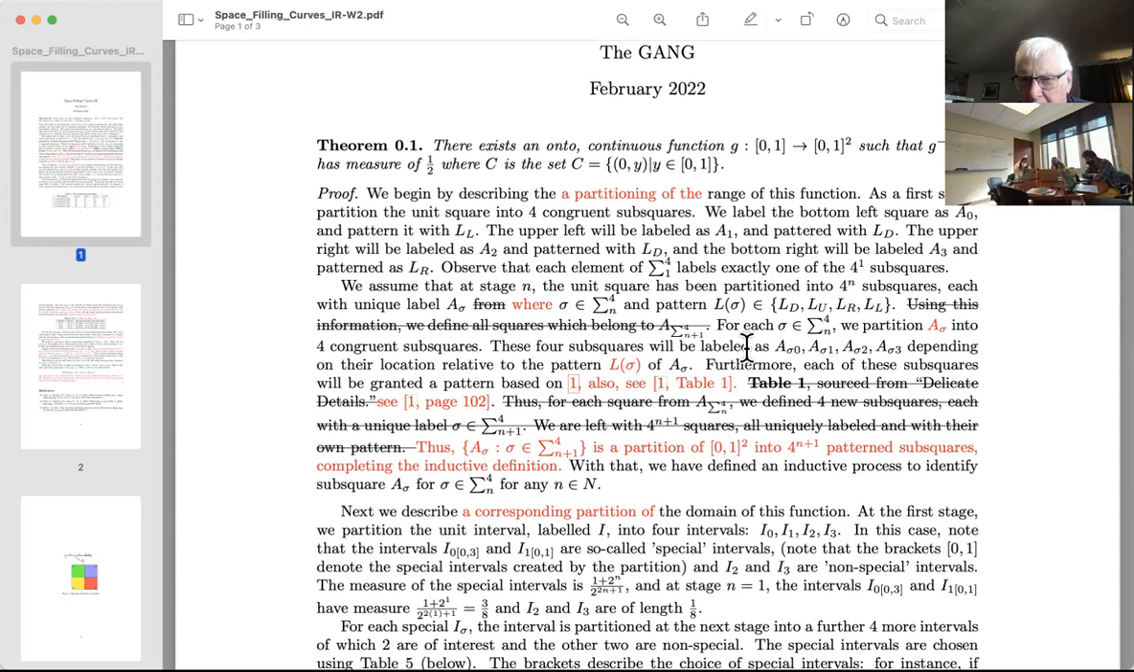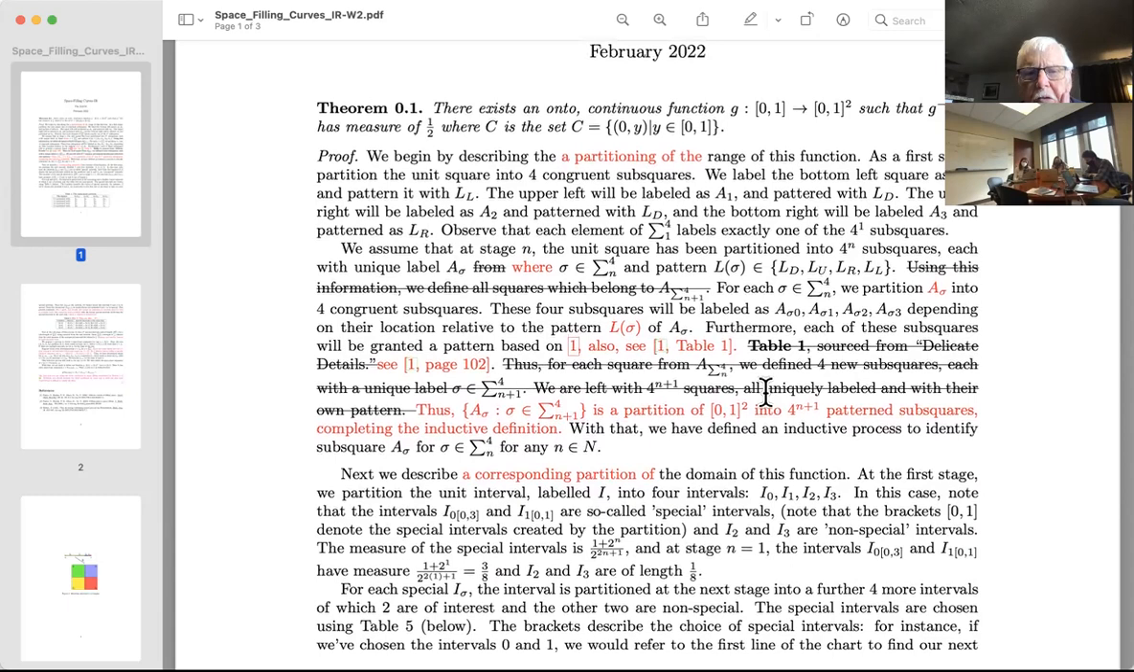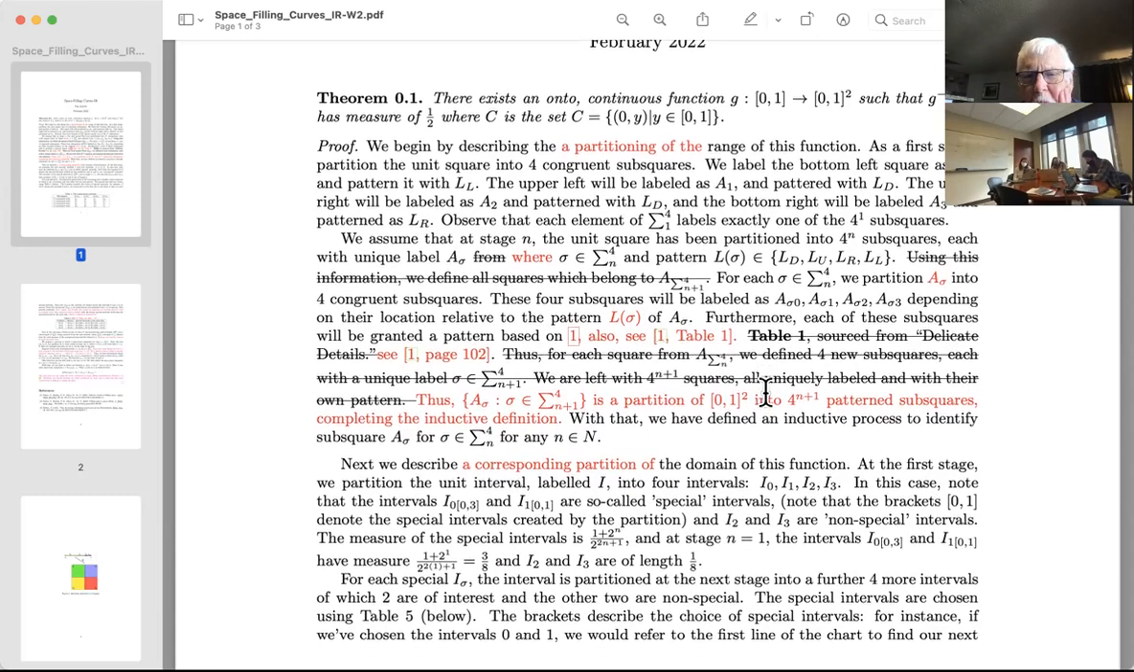For each sigma in sigma 4n, we partition, and you want to say what you're partitioning. We partition a sigma, which has already been defined, into 4 congruent subsquares. There's only one way to do that, so that's well defined. These subsquares will be labeled sigma 0, sigma 1, sigma 2, sigma 3. Hang on for a second.